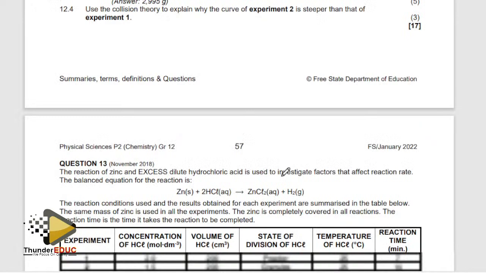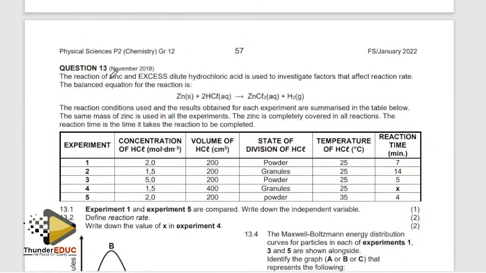this experiment. They're saying that in the reaction, zinc is in excess, guys. The moment they talk about zinc in excess, it means that this one will never be a limiting reagent.